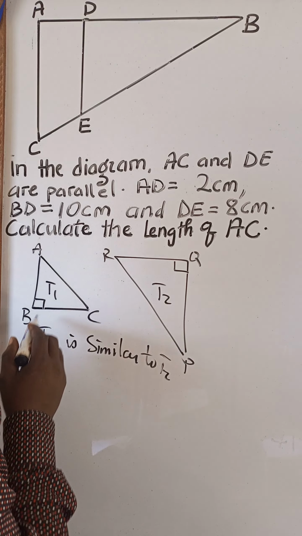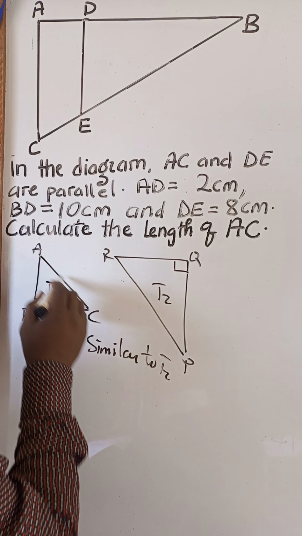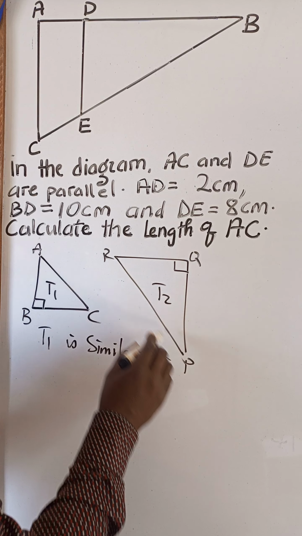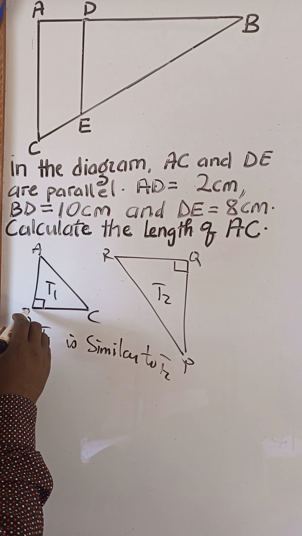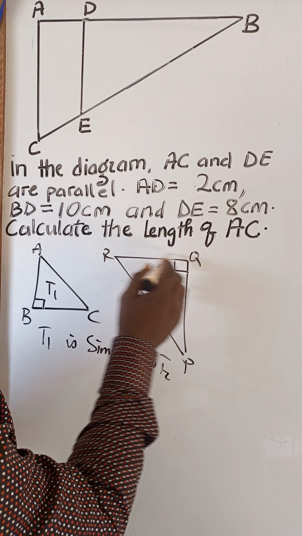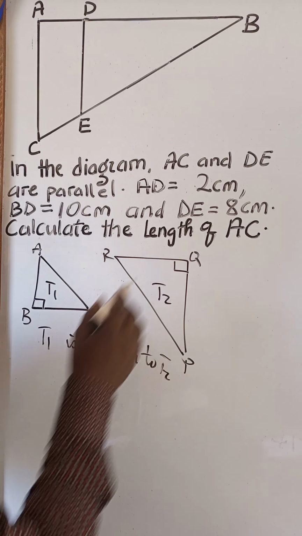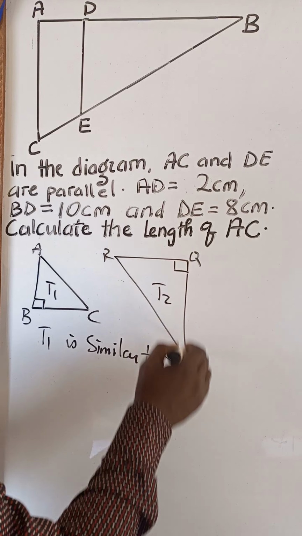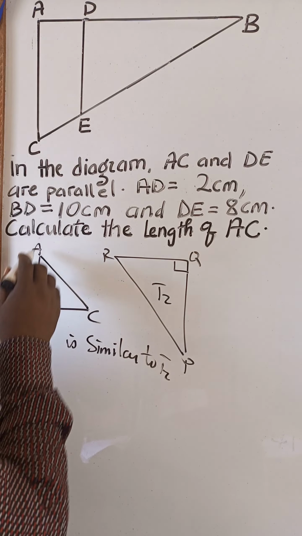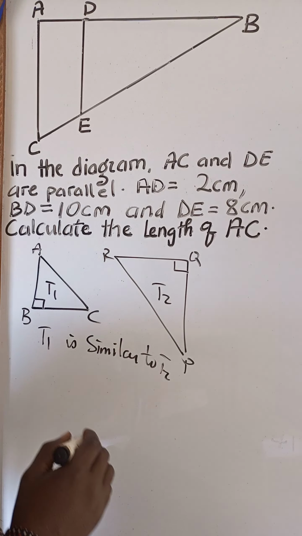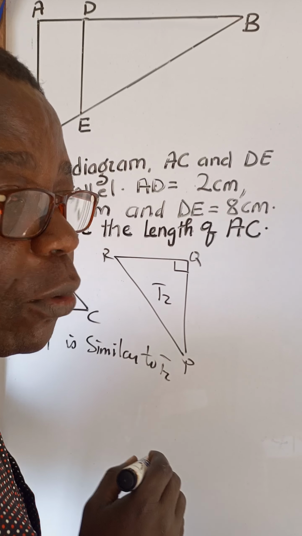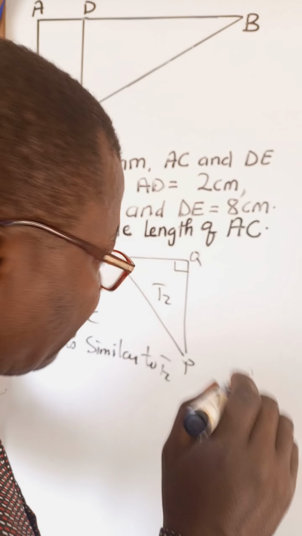What are corresponding sides? If you look at the side AC here, it is the hypotenuse. It must correspond to the hypotenuse of T2. The side BC is the base of T1. It must correspond to the side QR of T2, which is the base of T2. And the side PQ, which is the altitude of T2, must correspond to the side AB, which is the altitude of T1. So proportions of corresponding sides must be equal for similar plane figures.